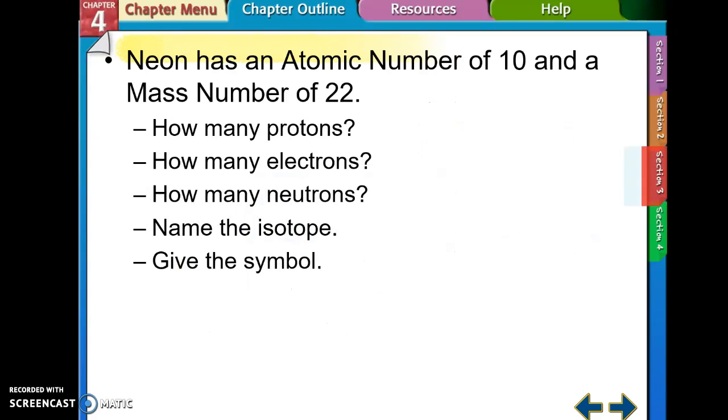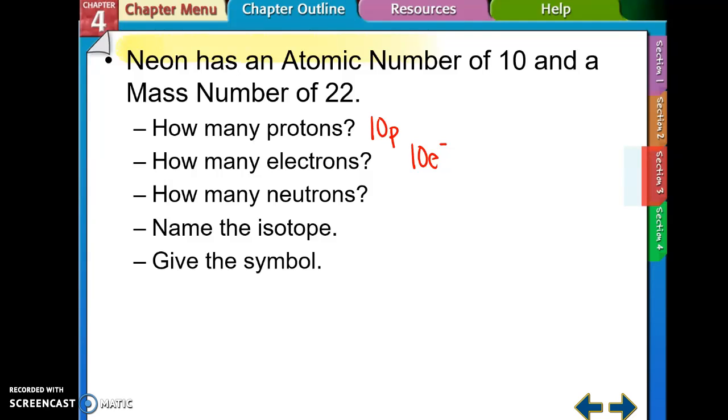So let's look at this. Neon has an atomic number of 10 and a mass number of 22. So I can go ahead and figure out most of this without having to look at the periodic table. But how many protons does it have? I can look at the periodic table, see that neon is number 10. It has an atomic number of 10. So it has 10 protons, which means it's also going to have 10 electrons. And I know that those are always going to be equal to each other when I'm talking about atoms.